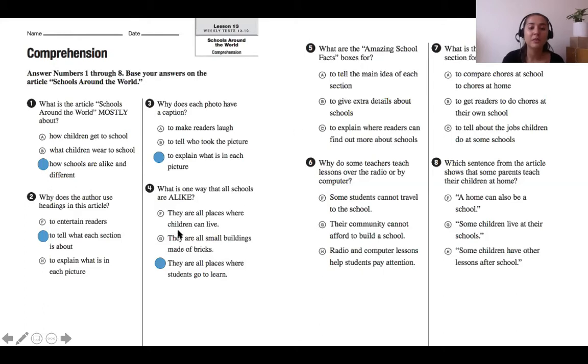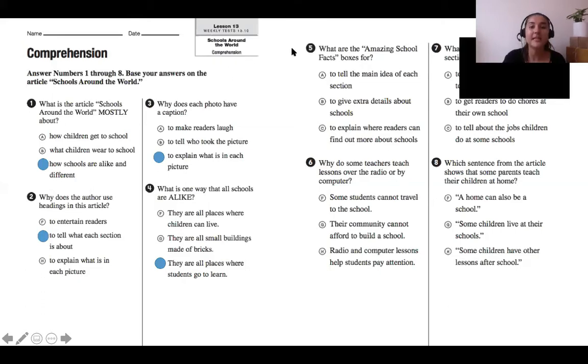So only some schools can have children living there. They are called boarding schools. And only some schools are small buildings made of brick. Some schools are large buildings made of glass. So the answer is schools are where students go to learn. Okay. Next, number 5, what are the amazing school facts boxes for?